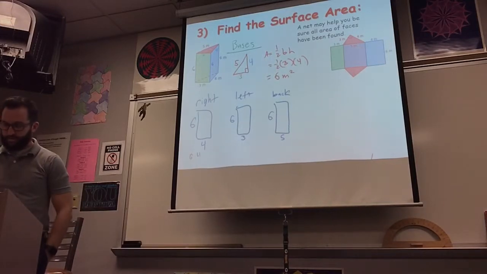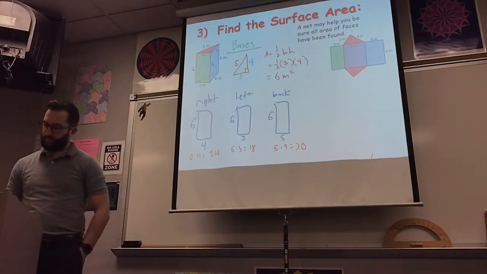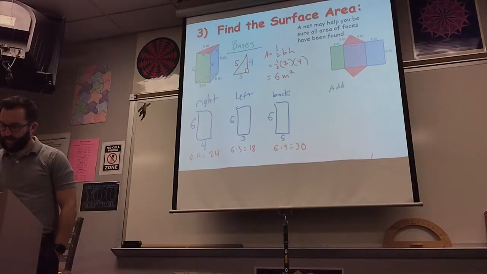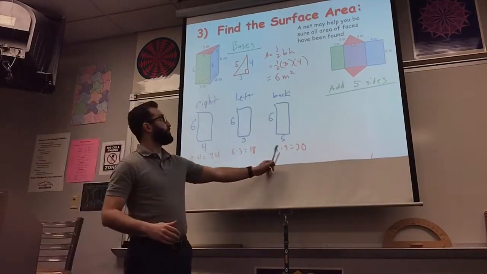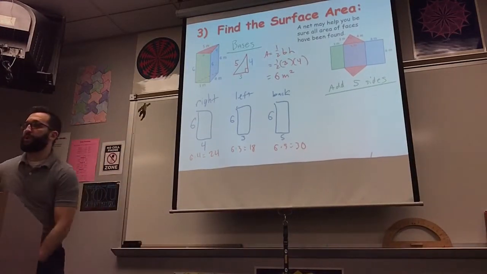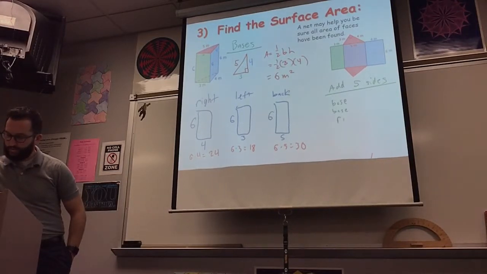6 times 4 equals 24. 6 times 3 equals 18. And 6 times 5 equals 30. Now, the final thing we have to do, what's the final thing we have to do? Yep, add 5 sides. But I only have 4 areas. Because the bases are 2. Exactly. For your notes, since these are notes, can we write base, base, right, left, back?